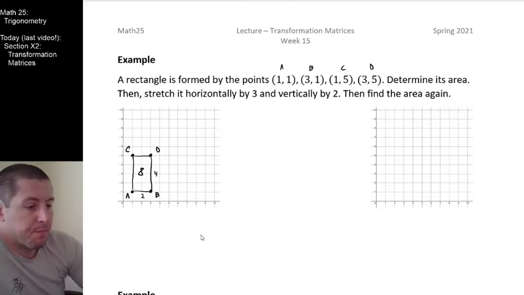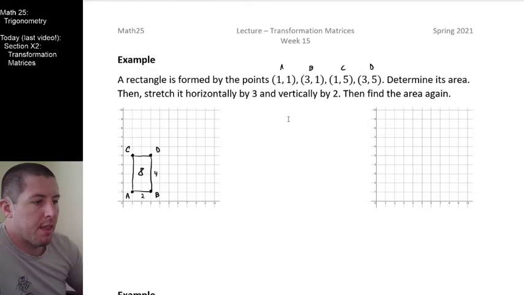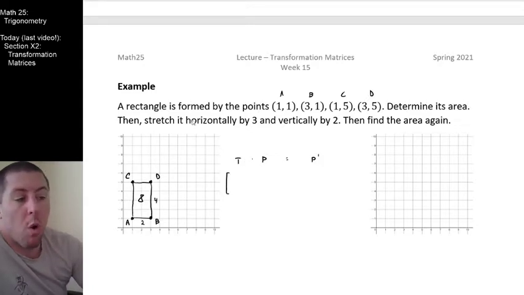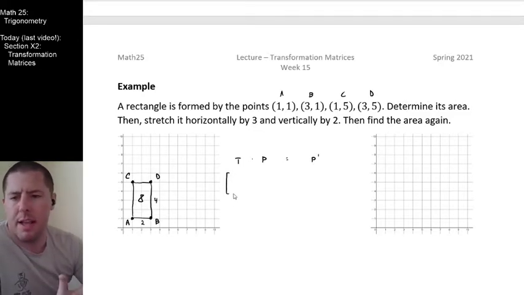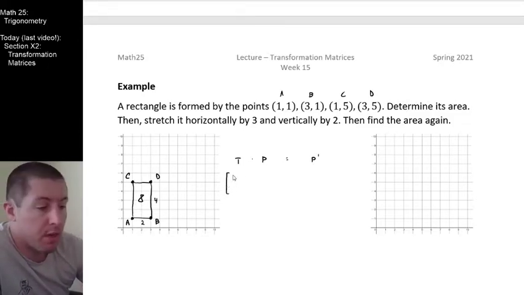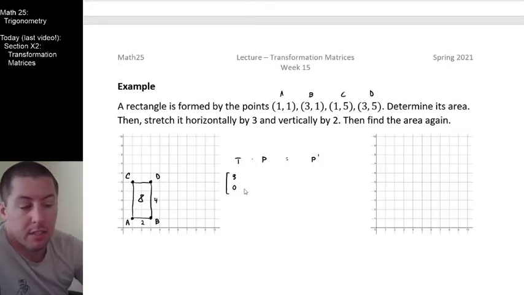So I should be doing my transformation matrix times my point matrix to get my new point matrix. So what transformation matrix should we be using? Well, I want to stretch us horizontally by 3. I'm remembering that the first column of our transformation matrix represents our new description of what an x step is. So rather than doing 1 step to the right, I want to do 3 steps to the right as my new x step.